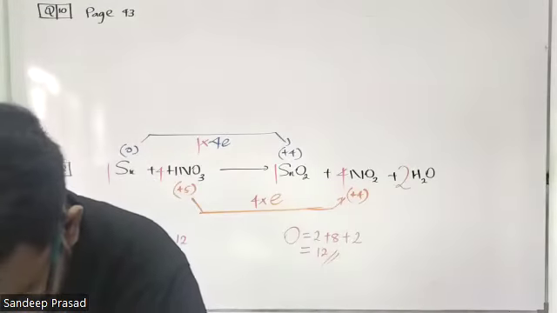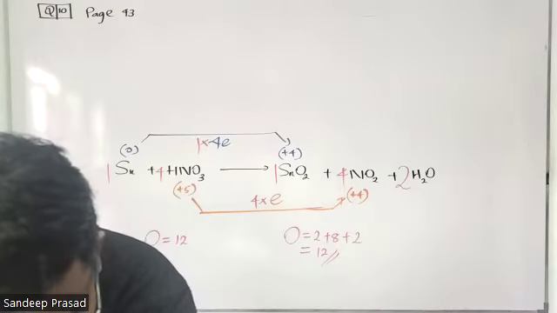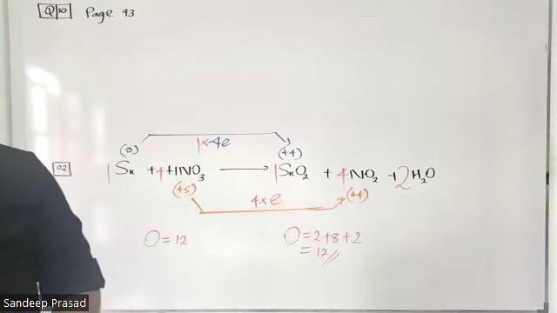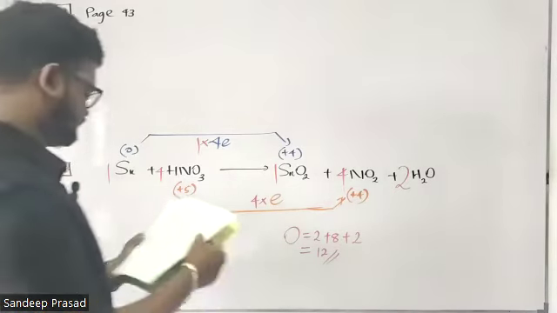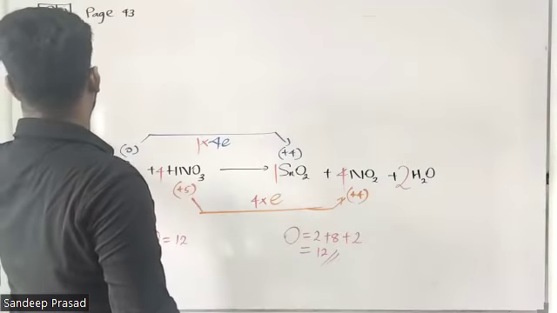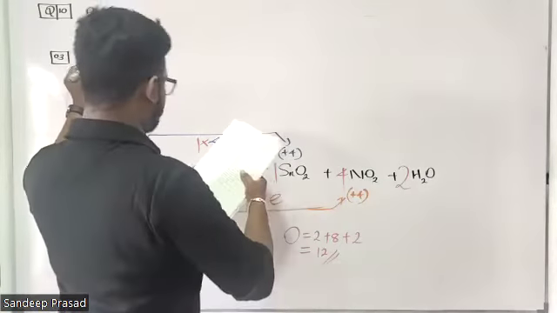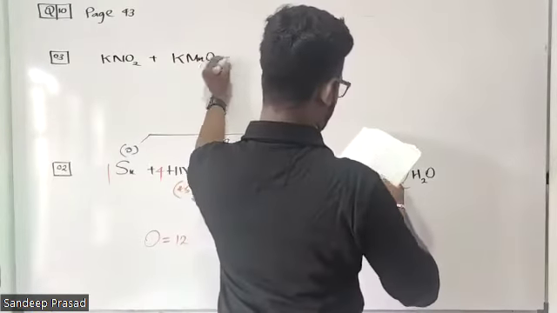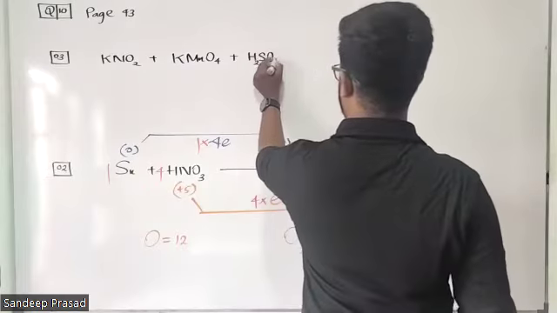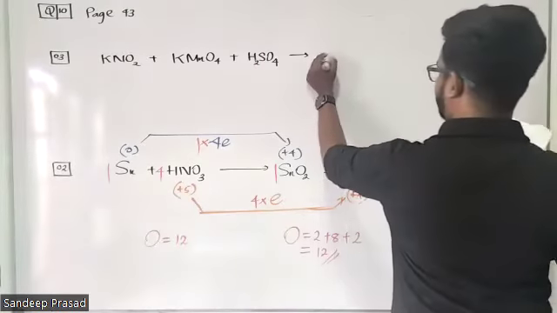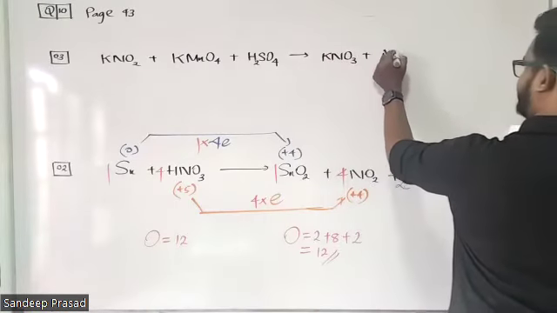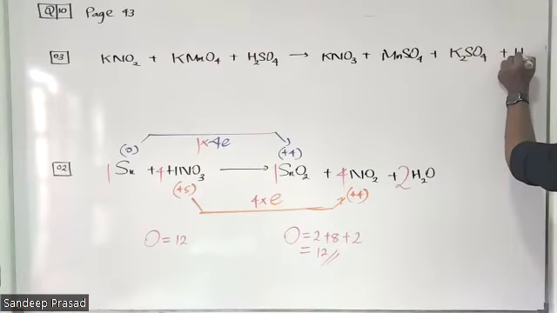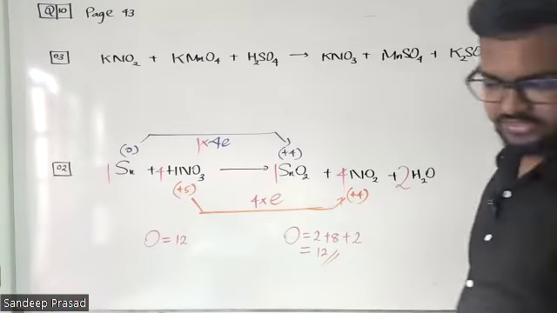Yes. Zainab, let's see whether your answer is correct or wrong. Potassium nitrite KNO2 reacting with potassium permanganate KMnO4 in the presence of sulfuric acid, giving potassium nitrate KNO3, manganese sulfate MnSO4, potassium sulfate plus water. I think this is very easy.